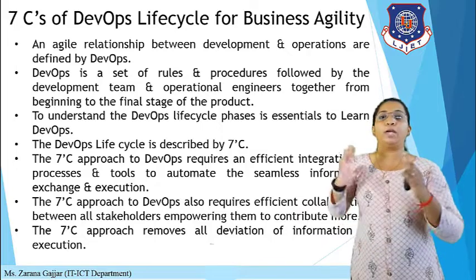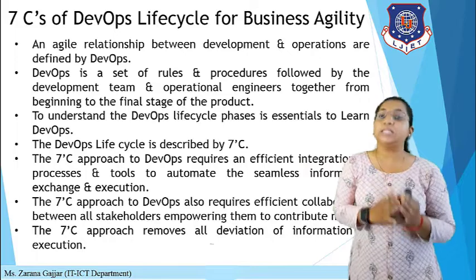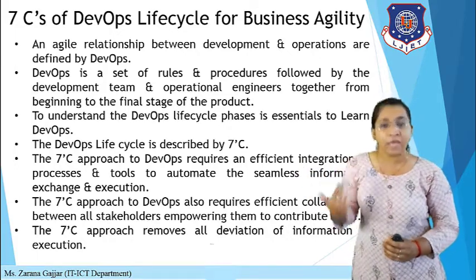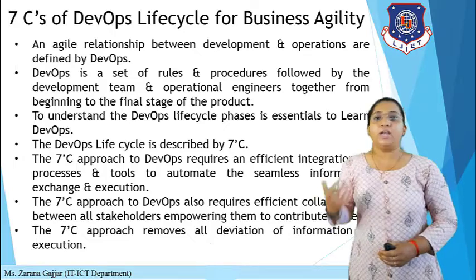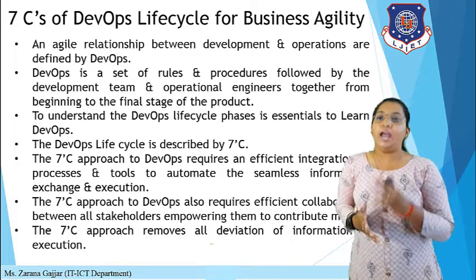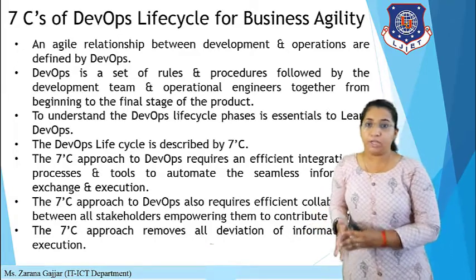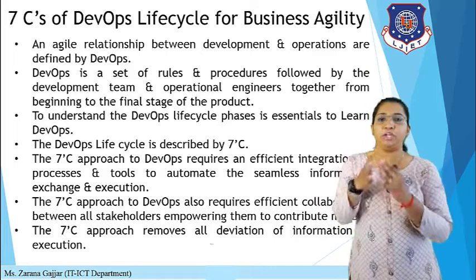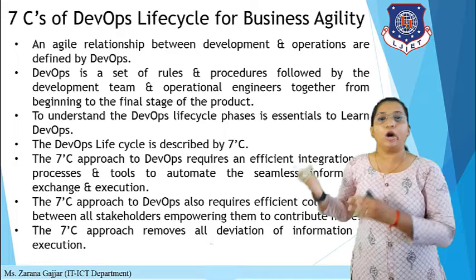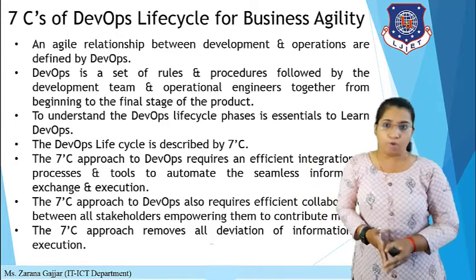So how does that particular life cycle work? Here the 7 C's are defined. The DevOps cycle is described by the 7 C's. The 7 C approach to DevOps requires efficient integration processes and tools to automate the seamless information exchange and execution of the software product.